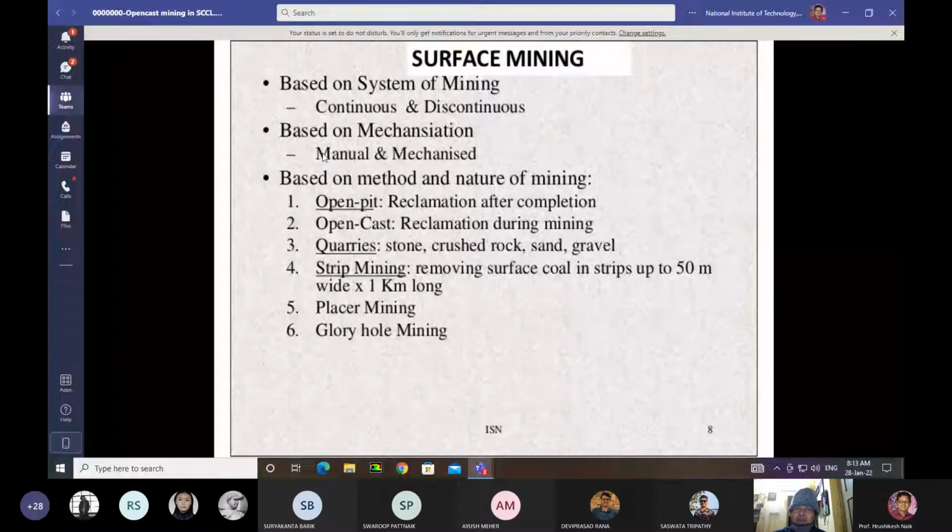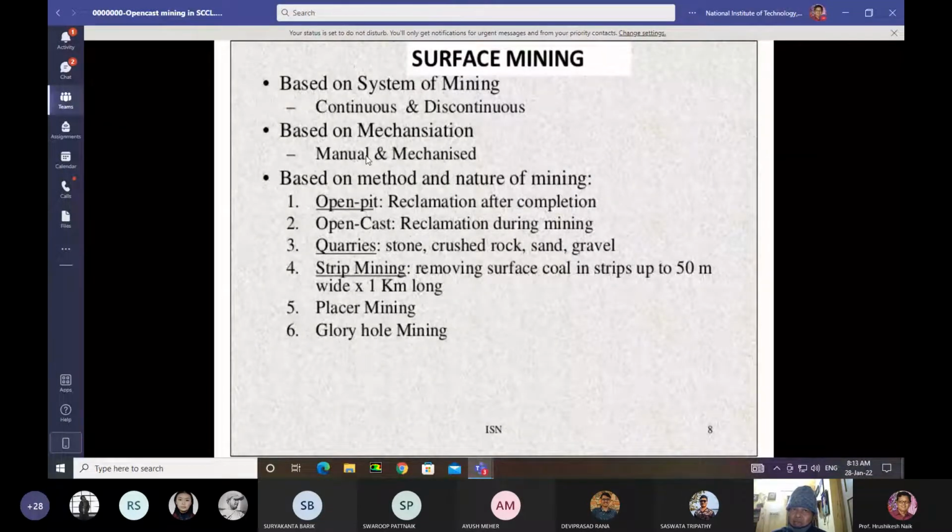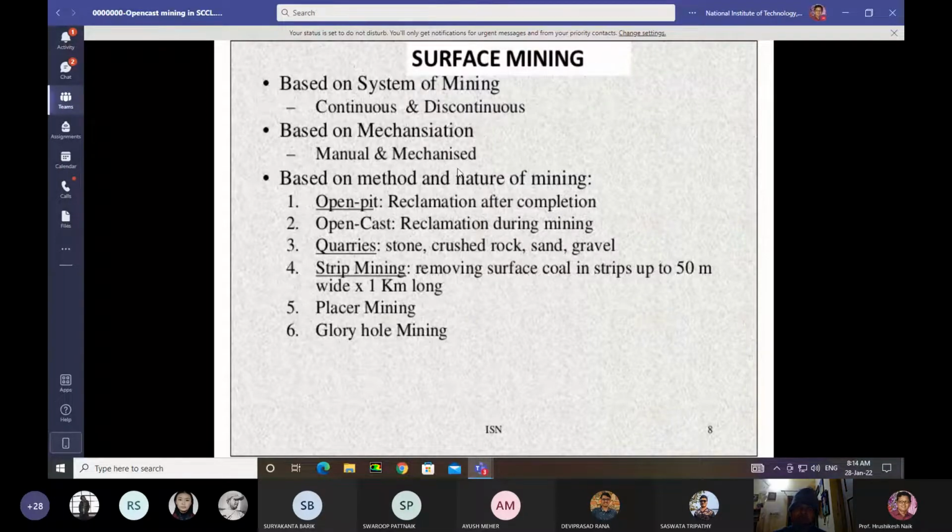Manual mines are there, where there is no machine, only manual operations are carried out: manual mining, semi-mechanized mining, mechanized mining, and highly mechanized mines. There are four classes of mines based on the machines used. So the first category of mines are called your manual mines, where no machine is used, or where only manual force, manpower is used for the exploitation of the mineral deposits.